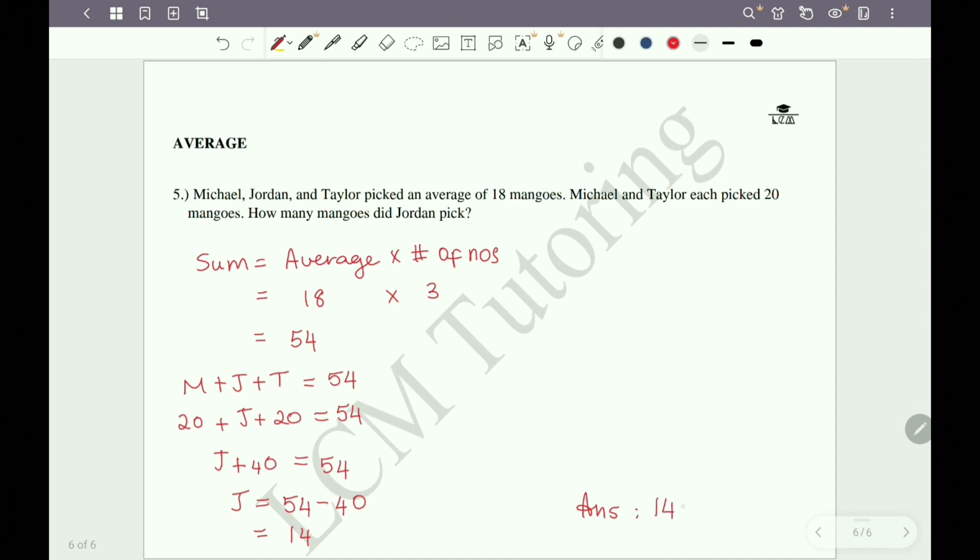And you can always check this by adding 14, 20, and 20 and dividing it by 3. You'll get back your average of 18 mangoes, right? So Jordan picked 14 mangoes. And that is the end of part 1 of average. In part 2, we will look at a bit more involved questions where we have some more steps and we see some more complex uses of average. So I will see you all in the next one.